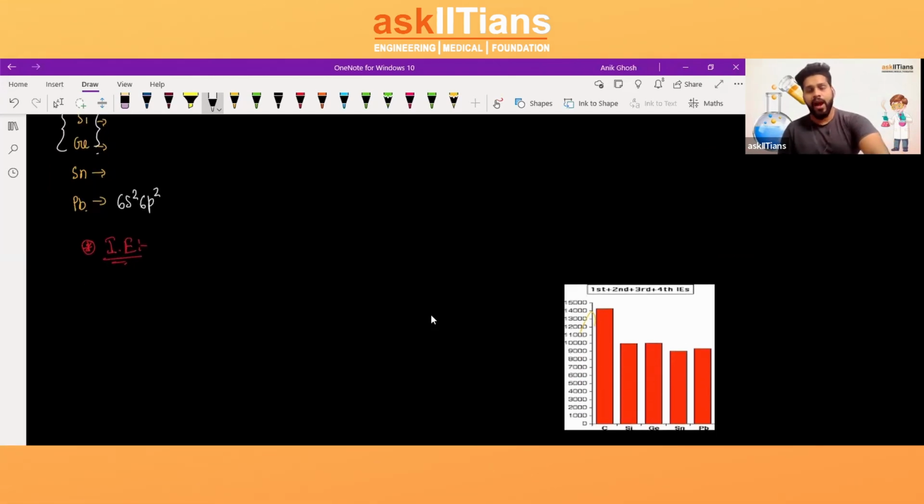Now, ionization. Guys, ionization energy is a topic that I've been discussing in a very detailed manner in our d and f block classes as well, that ionization energy can never be anything other than endothermic. So it is always endothermic, right?